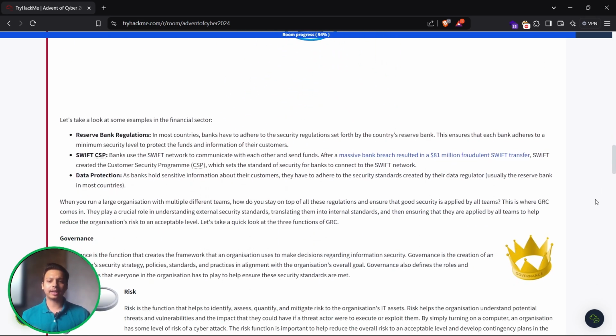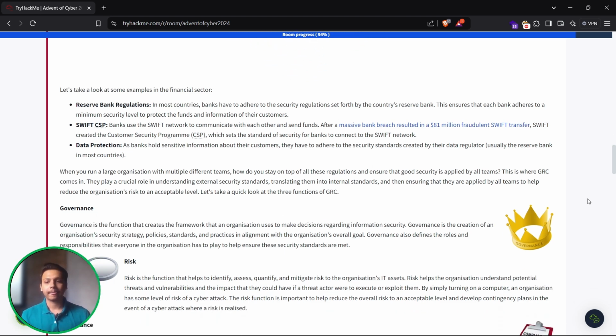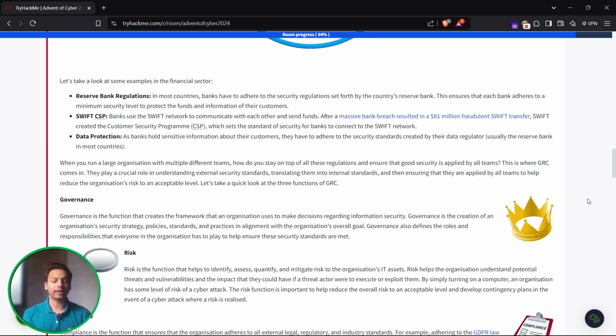Let's take some examples. In the financial sector, that is about the Reserve Bank regulation. In most countries, banks have to adhere to the security regulations set forth by the country's Reserve Bank. This ensures that each bank adheres to a minimum security level to protect their funds and the information of their customers.